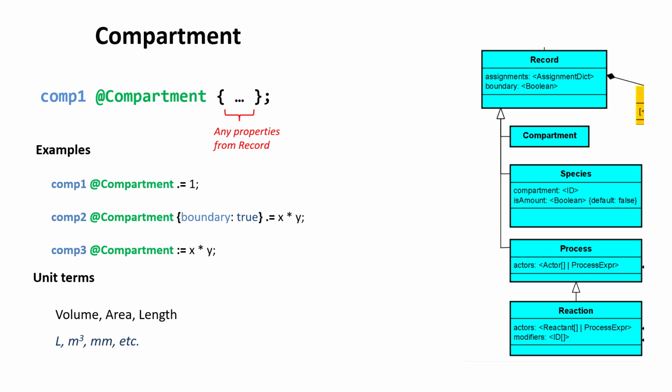The compartment is a specific class describing volume sizes. It doesn't have any additional properties, and it is used to clarify that some species can be located inside it. It's expected that the value of the compartment is expressed in units of volume or surface area or similar. Compartments are still records, so you can use any assignment scopes to describe its changes.